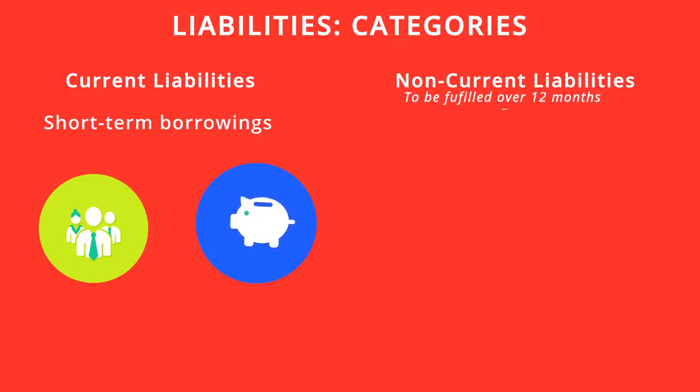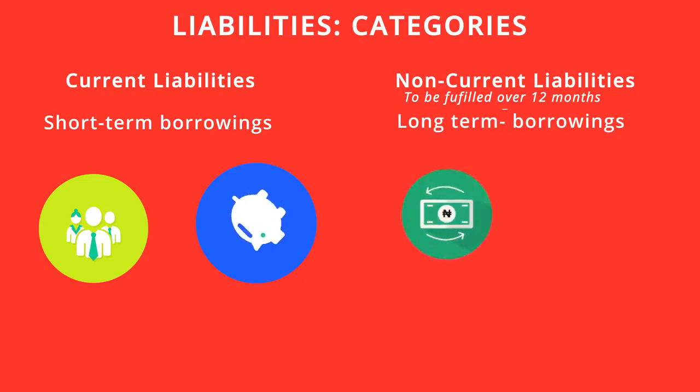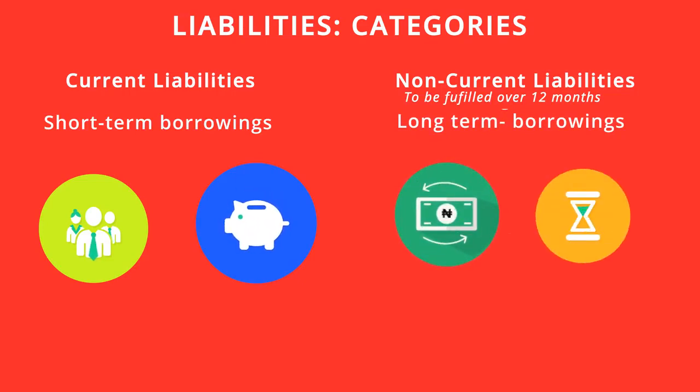while non-current liabilities are obligations you need to fulfill over 12 months. For example, a long-term loan, a loan that you need to pay back over a period of 2 years, 3 years, 5 years. Those are examples of non-current liabilities.